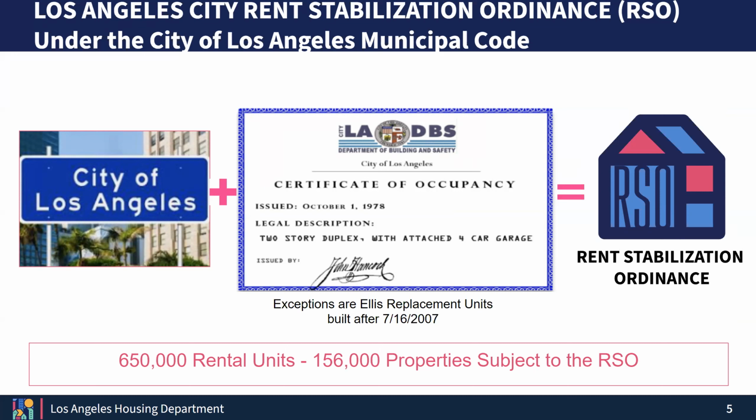Additionally, there are new units that were built after July of 2007 that may also be subject to the RSO if they were built after an Ellis Act filing was done with the Los Angeles Housing Department. In general, we have about 650,000 rental units that are subject to the RSO.